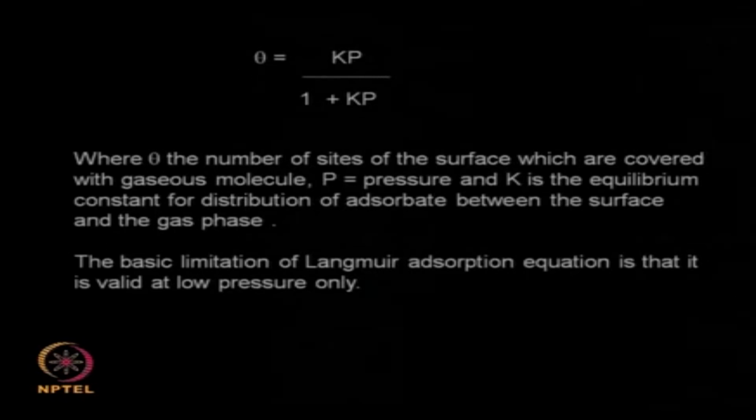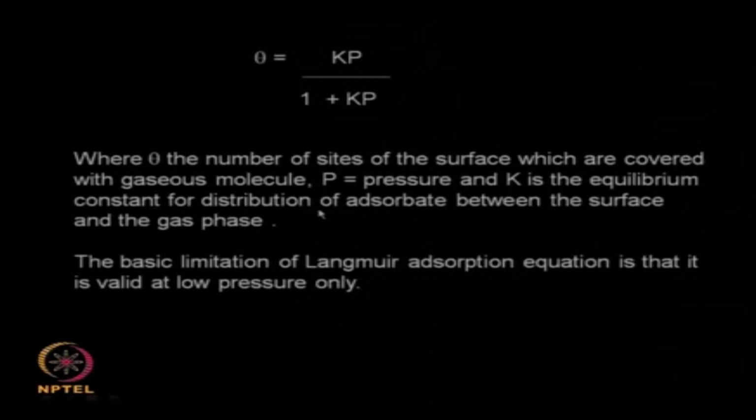So you see that as P increases, the number of sites which are covered by the gaseous molecules increases, but it is not all the time, because after some condition this number becomes very large, so it will not have any effect at all. We will talk about that in the next slide. So you are not going to have all the time a linear relationship between P and theta, because you also have a term 1 plus Kp in the denominator, and depending upon the ratio of Kp and 1 plus Kp, the effect of P on theta will vary.